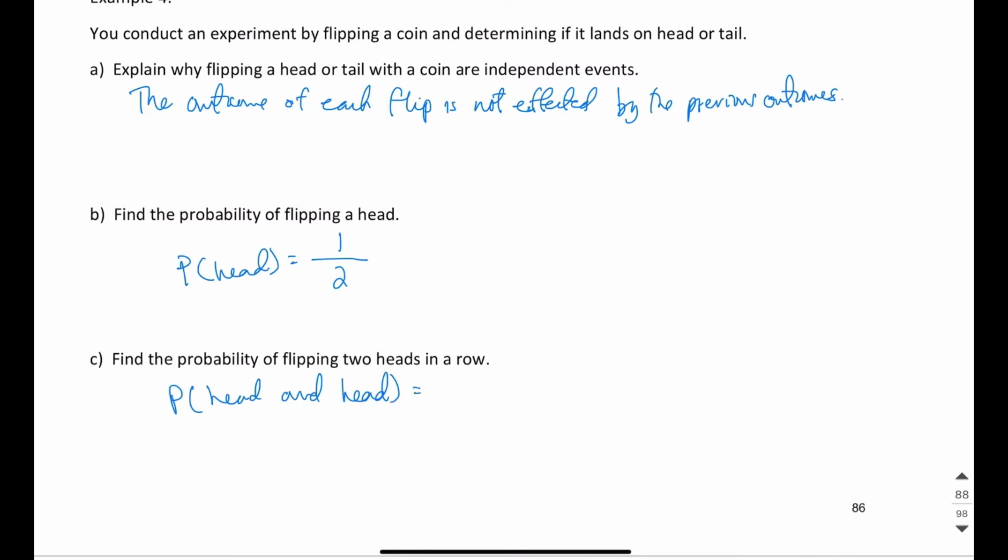Now, because we already stated that the coin flips are independent, we can use the formula from above: the probability of flipping a head and flipping another head can be found by simply taking the probability of flipping a head and multiplying by the probability of flipping a head. So 1/2 times 1/2, which is 1/4. So the probability of flipping two heads in a row is 1/4.